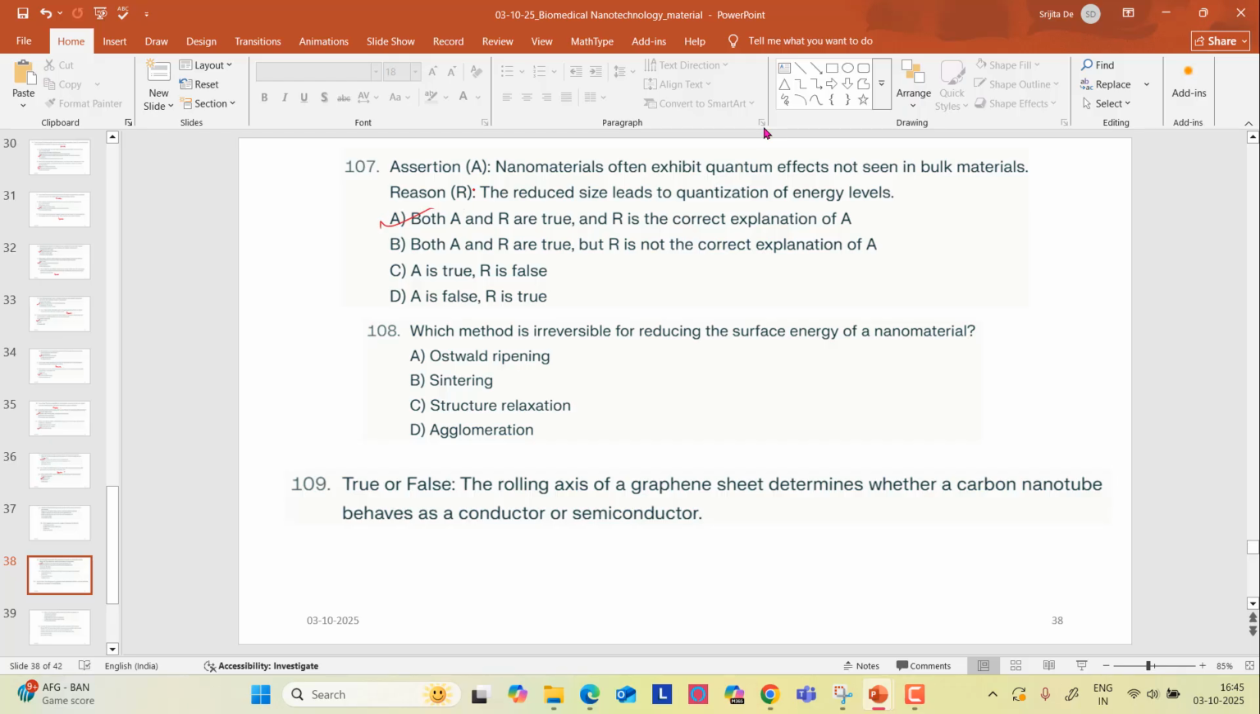Which method is irreversible for reducing the surface energy of nanomaterials? It is also agglomeration. Yes, agglomeration. The rolling axis of a graphene sheet determines whether a carbon nanotube behaves as a conductor or semiconductor. Yes, true. It is true.